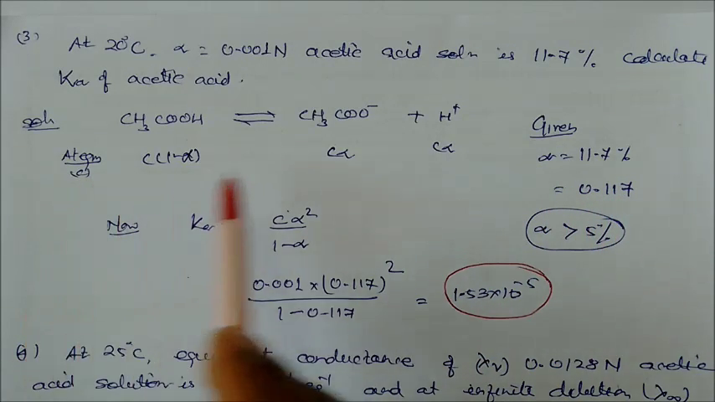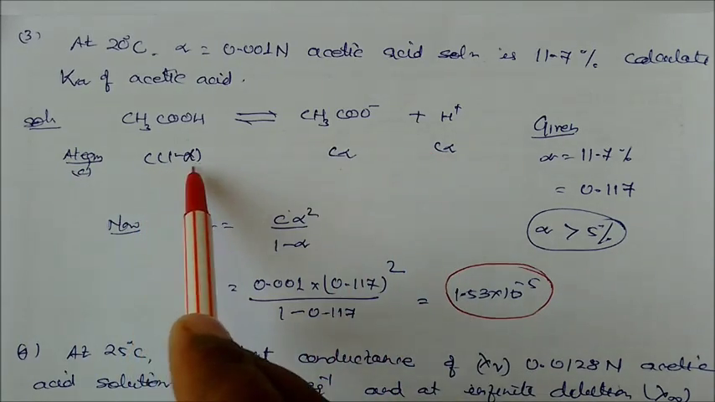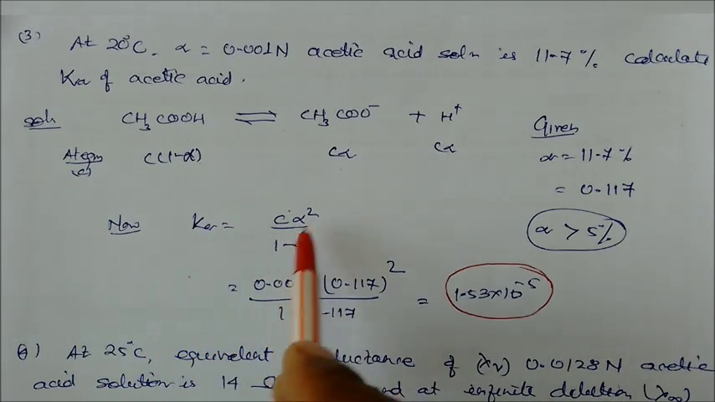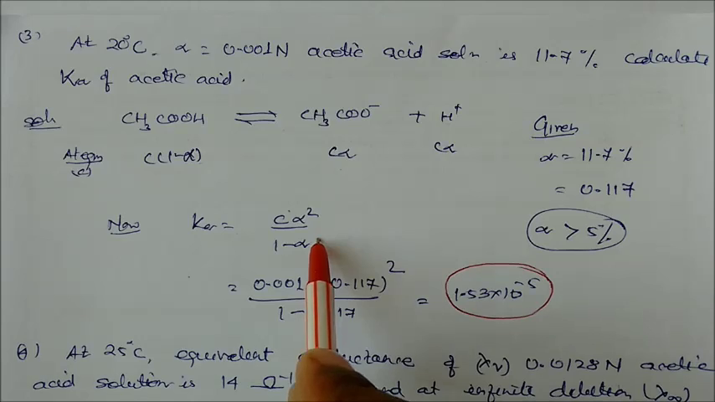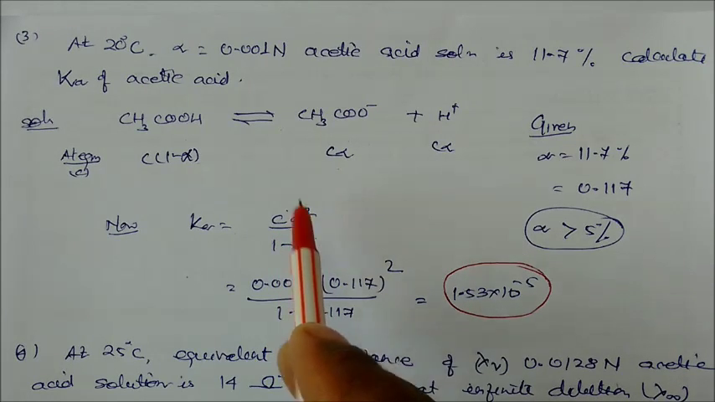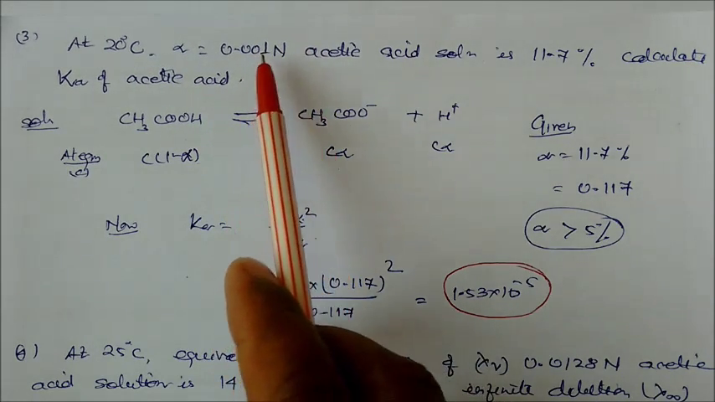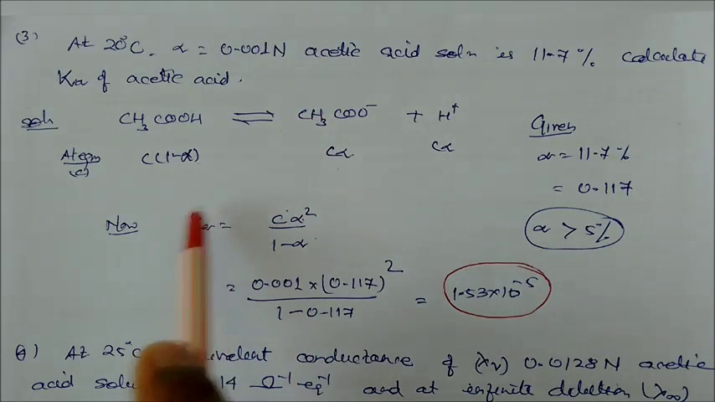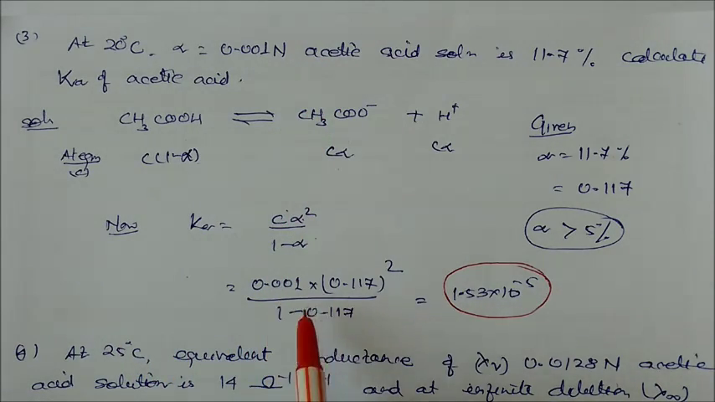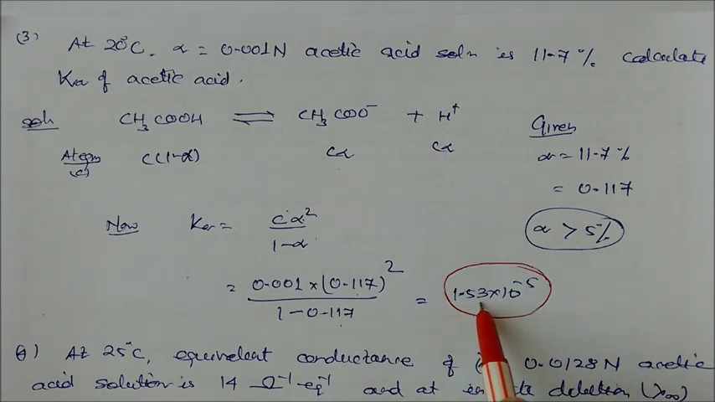At equilibrium this will be C alpha, and C into 1 minus alpha. So K equals C alpha squared over 1 minus alpha. Here we know alpha, and the concentration is also given, 0.01 normality, so we can easily find the dissociation constant. Putting in the values of alpha and 1 minus alpha, you will get 1.53 into 10 power minus 5. This is the dissociation constant of the acid.